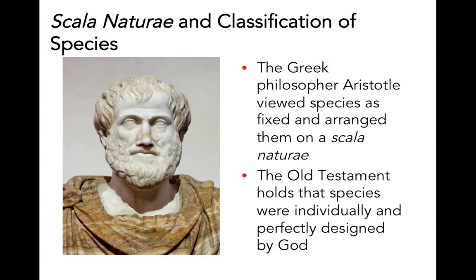So it was all basically just a line of complexity, so that he arranged them as fixed and arranged on this line. In the Old Testament, there are writings that suggest that all species were perfectly designed individually within a narrow time frame, and since that point they have been immutable.